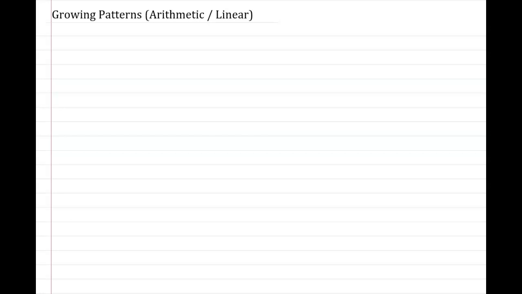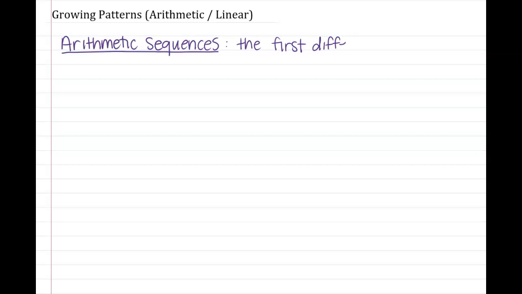Hello, let's talk about growing patterns. Today we'll talk about arithmetic/linear growing patterns. So first of all, arithmetic sequences. Maybe this sounds familiar, maybe it doesn't. Either way, these occur when the first difference is constant. Okay, we'll talk about what that means in a minute.